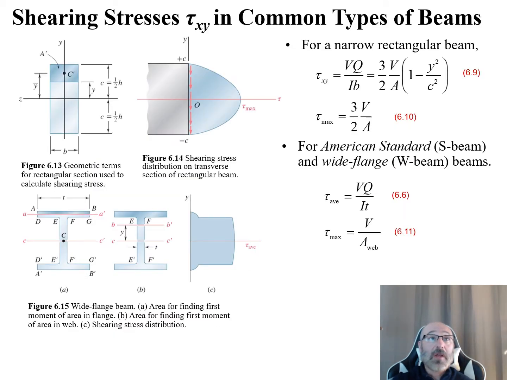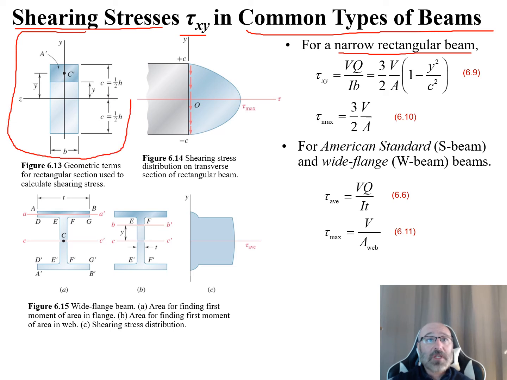So let's continue on looking at shearing stresses, our tau xy, and now let's look at this for some common beam types. The first beam type we're going to take a look at is our narrow rectangular beam. This is a pretty simplistic beam, pretty common. We can see we have a narrow rectangular beam shown in this diagram. Now let's take a look at some of the dimensions within this narrow beam. For a rectangular beam, we've got a base and a height. There's our base b, and there's our height h, the total height.